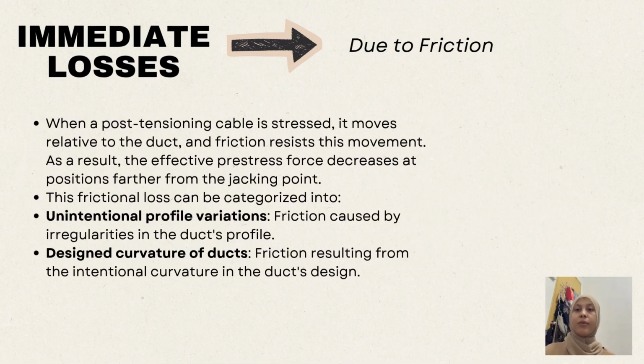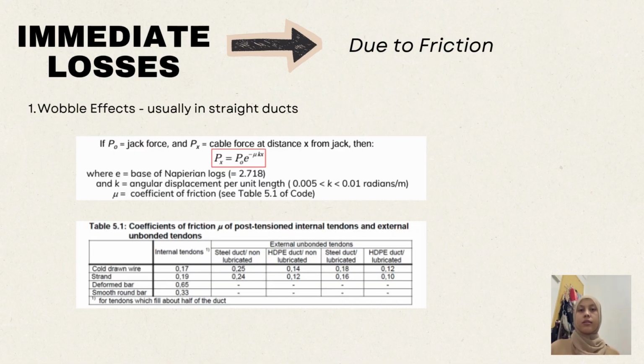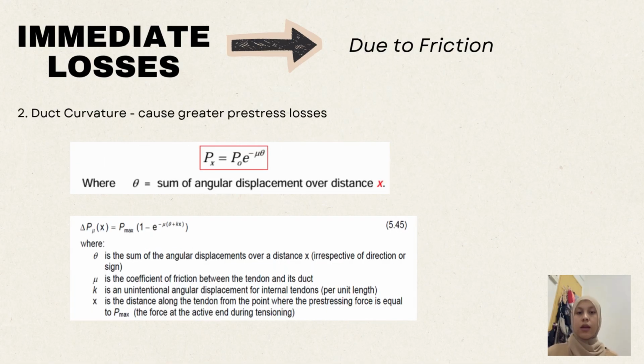The second one is the immediate losses due to friction. Basically, when a post-tensioning cable is stressed, it moves relative to the duct, and the friction resists this movement. As a result, the effective pre-stress force decreases at positions farther from the jacking point. We have divided it into two: unintentional profile variation and also design variation of the duct. This is the Wobble effect, which is usually used for straight ducts. And next is the duct curvature, which causes greater pre-stress losses.